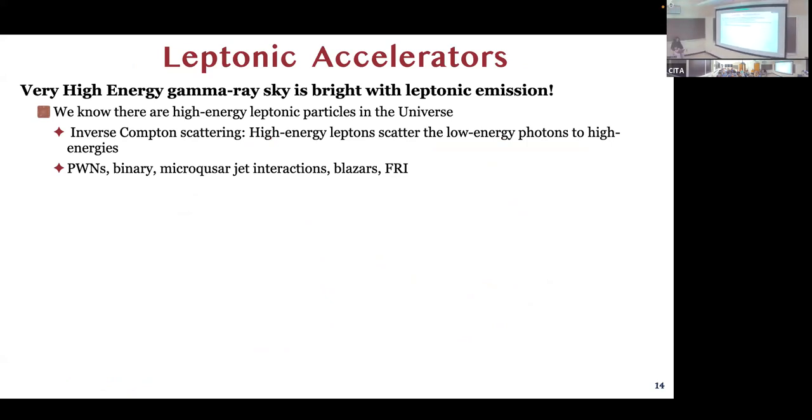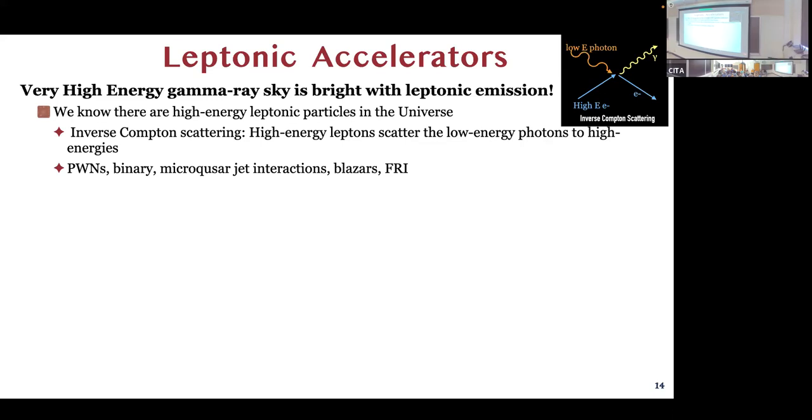All right, so what we learned here is that, first of all, the very high energy gamma-ray sky is very, very bright, very electronic. The cosmic rays we observe at Earth are 90-whatever percent hadrons, but it turns out that leptons, electrons, are really easy to use to create gamma rays. In the gamma-ray case, it's inverse Compton scattering: a high energy electron upscatters a photon field, the CMB or just the starlight, and creates the high energy gamma ray. That seems to be the dominant process in very high energy gamma rays. The source classes that we think are likely leptonic dominant are nebulae, binaries, microquasar jet interactions, blazars, and radio galaxies.